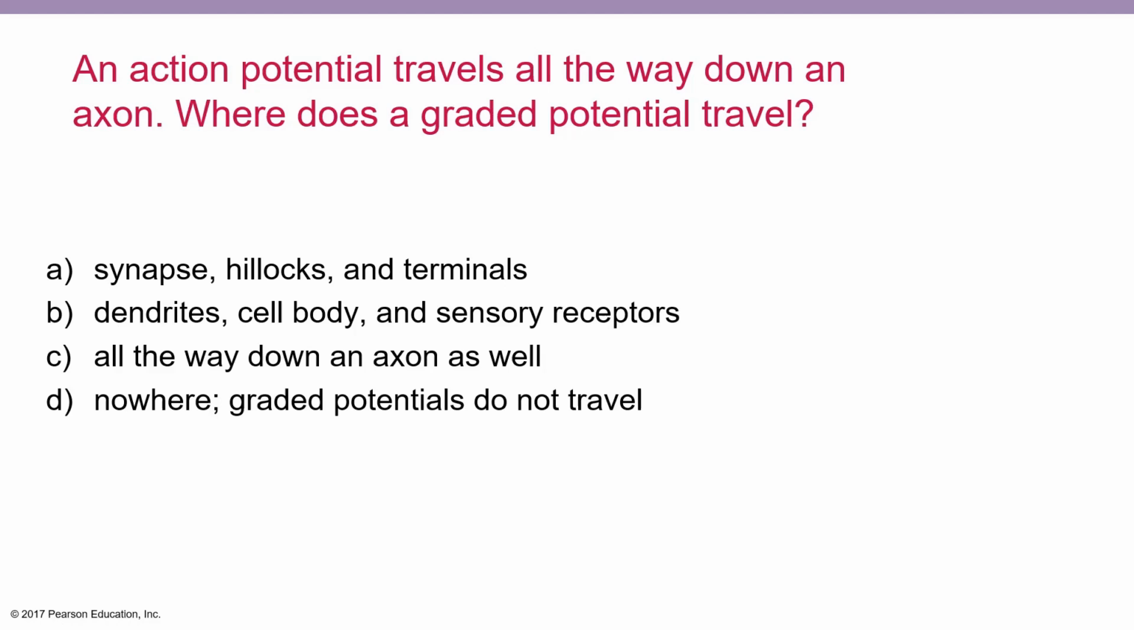A, synapse, hillocks, and terminals. Totally incorrect, right? Graded potentials do not go past the axon hillock, certainly not towards the axon terminals, or even the synapse. C, all the way down the length of the axon, also incorrect. Again, graded potentials do not go past the axon hillock. And then D, nowhere, graded potentials do not travel, obviously also incorrect.